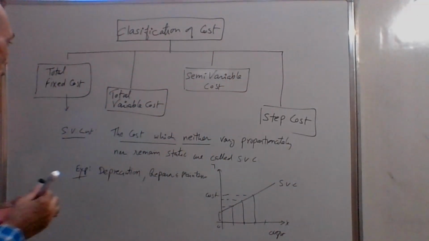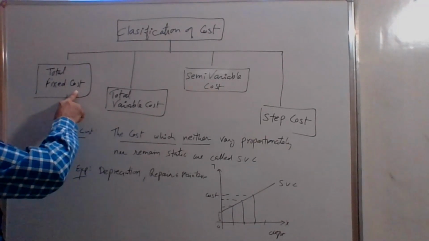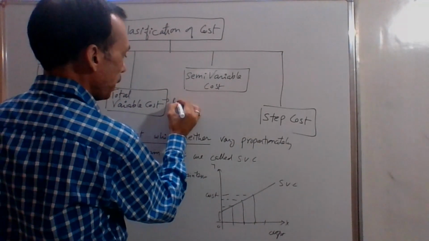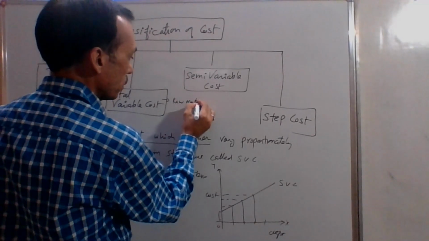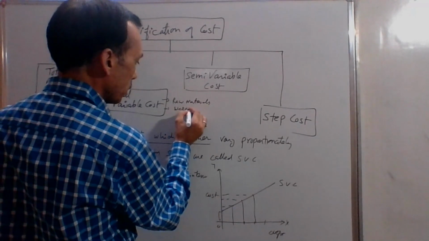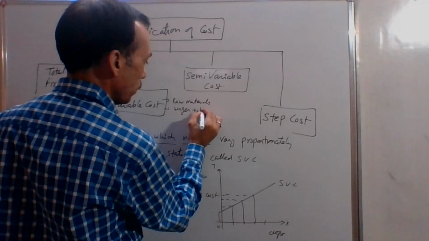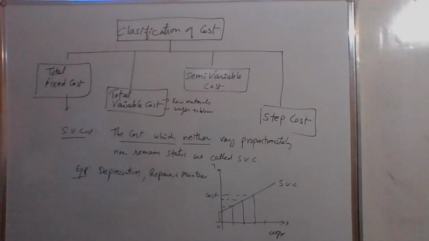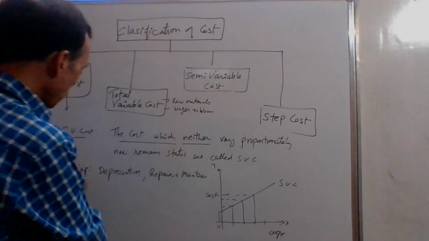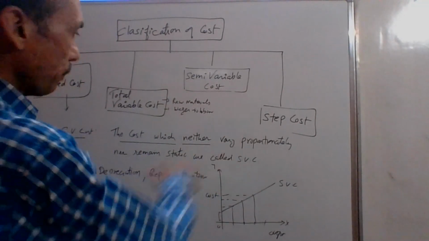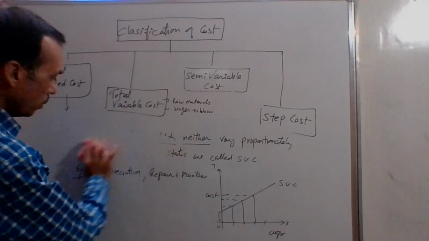Okay, the example of the total fixed cost is rent of building. Examples of total variable cost are raw materials and wages to labor. These are some examples of the total variable cost. Semi-variable examples are depreciation and repair and maintenance. The last one is step cost. What is step cost?